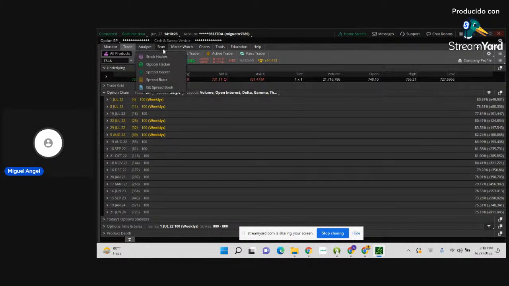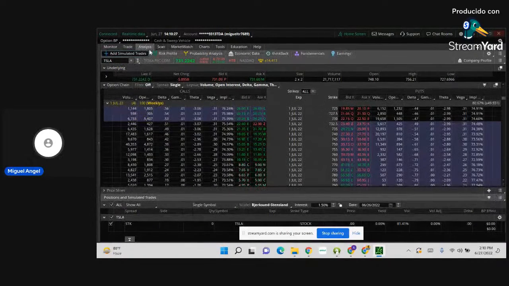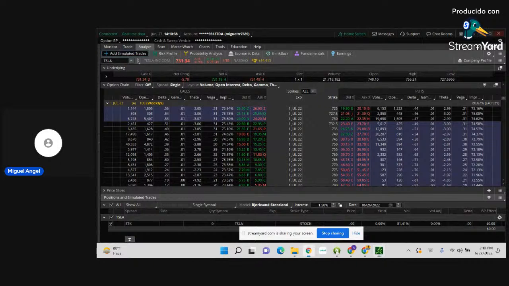And whenever I'm trying to analyze Tesla, the first thing I do is I click here on Analyze. And here in the Analyze tab, give me 1 second. Okay. Let me turn on my camera for a second.